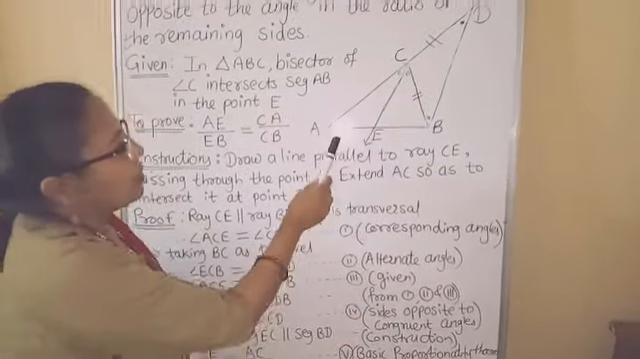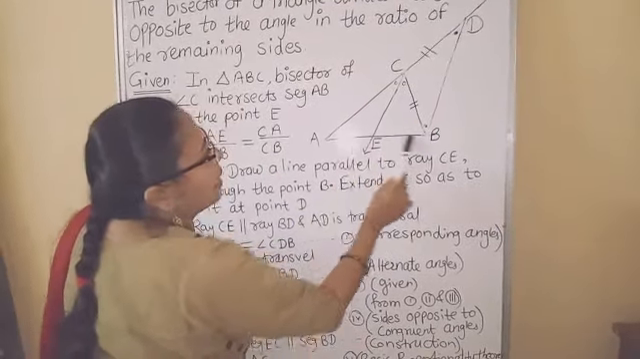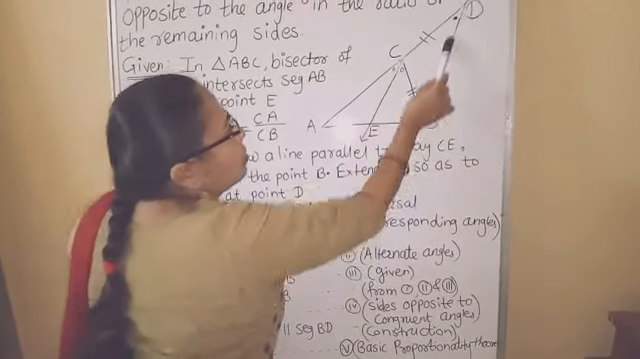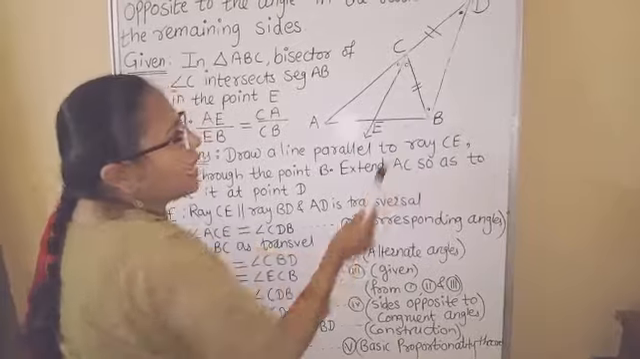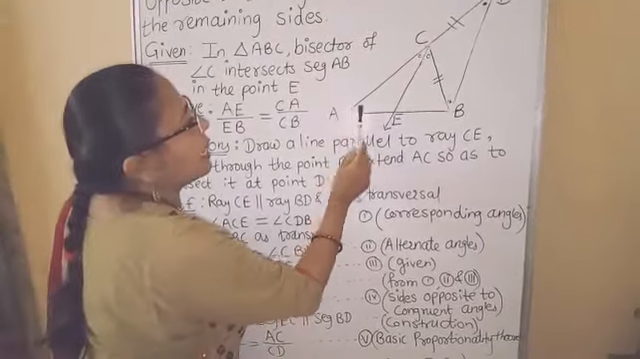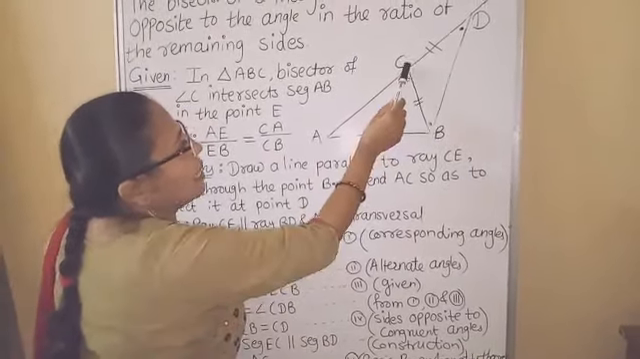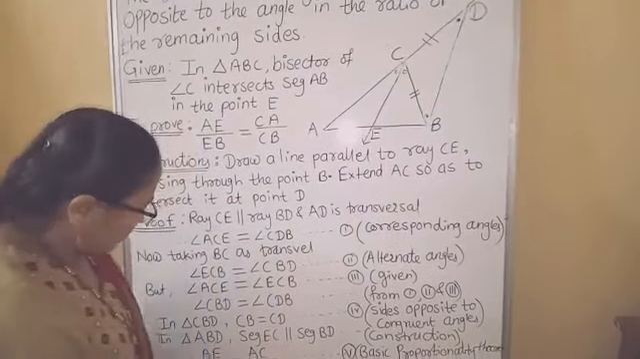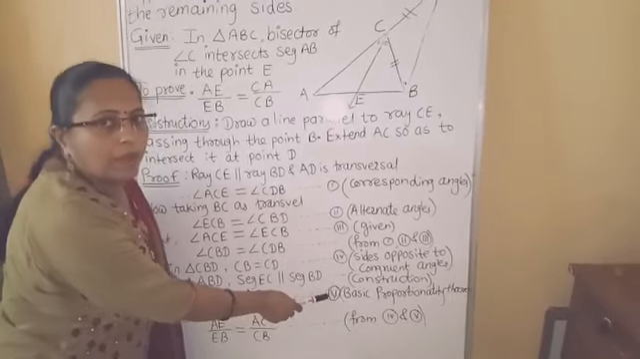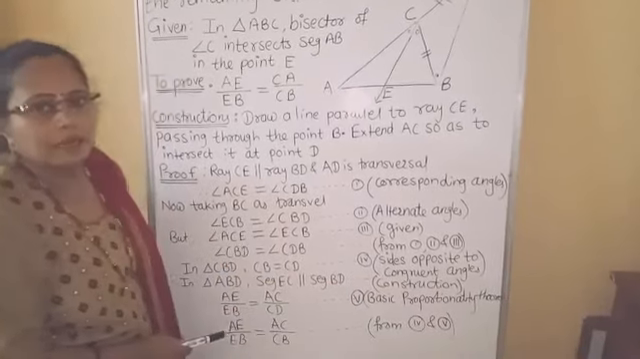Okay? Now we will take the big triangle ABD. In this triangle CE is parallel to BD. So we can apply here the basic proportionality theorem. Using that we will get AE upon EB is equal to AC upon CD. This is statement number 5 and the reason is basic proportionality theorem.